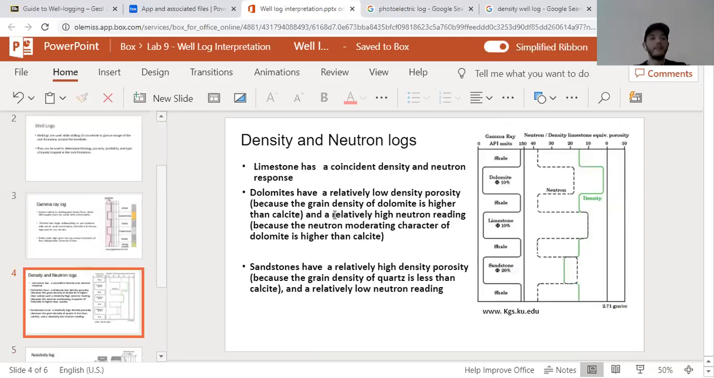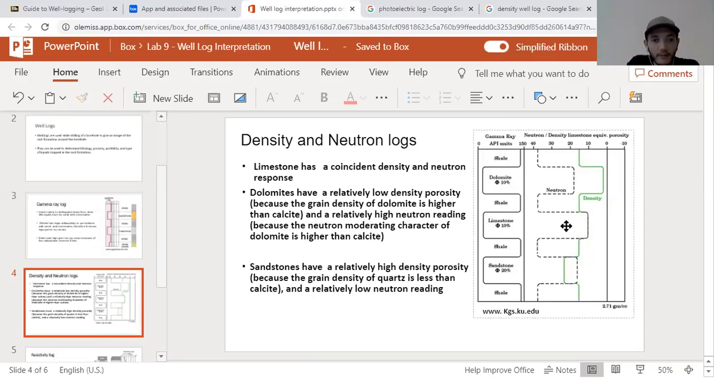The second type is the density and neutron logs. Neutron and density are used mainly to evaluate the porosity of the formation, and they can be affected by the neutron moderating characteristics and the density of the formation minerals. As we see in this figure, limestone has a coincident density and neutron response.